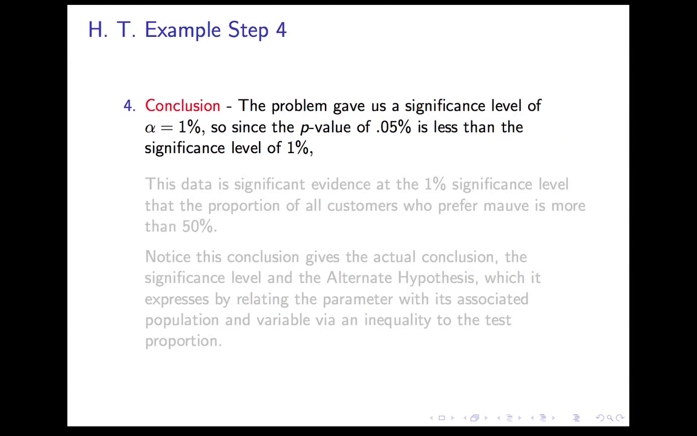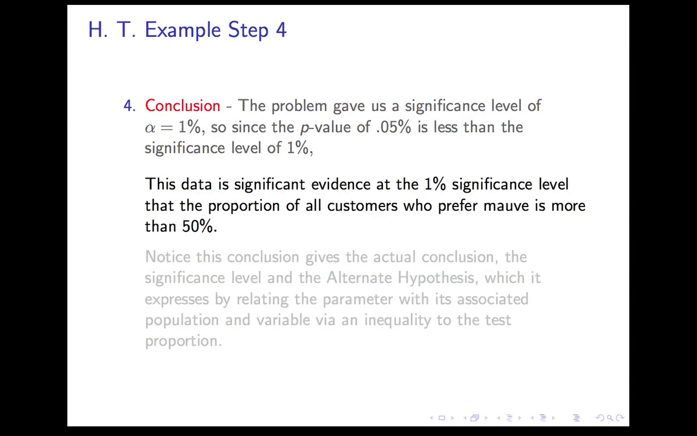That's a tiny p-value. Our conclusion. We were given a significance level of 1%. The p-value is 0.05%. You can express both the p-value and the significance level as a percentage, or both as a decimal, and compare them either way. Just make sure you're consistent. The p-value is tiny. It's way less than the significance level, which means it is significant.